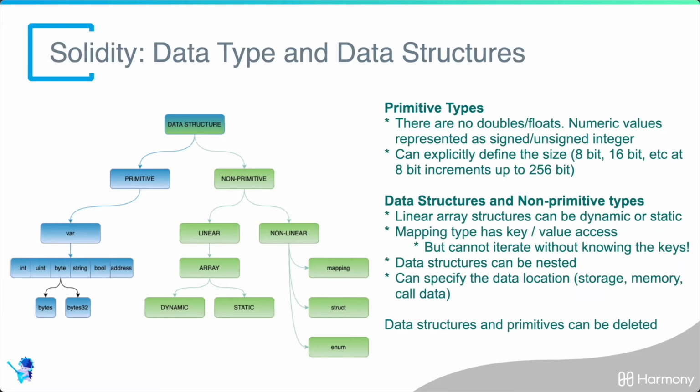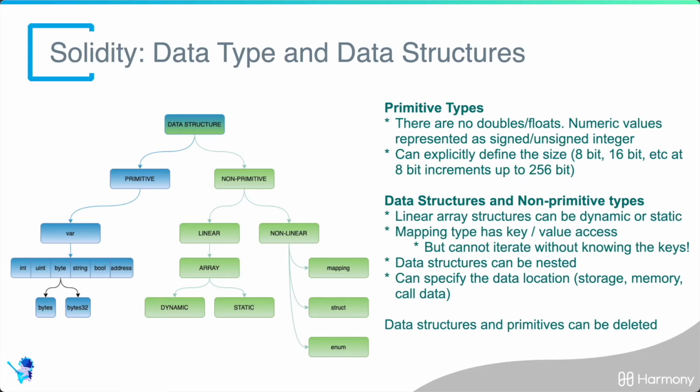Primitive types are the numericals, the bytes, the strings, the bools, and address. In Solidity, there are no floating point numbers, so all numeric values must be represented as a signed or an unsigned integer. You can also explicitly define the size for the signed and unsigned integers in factors of 8. So for example, uint8, uint16, etc.